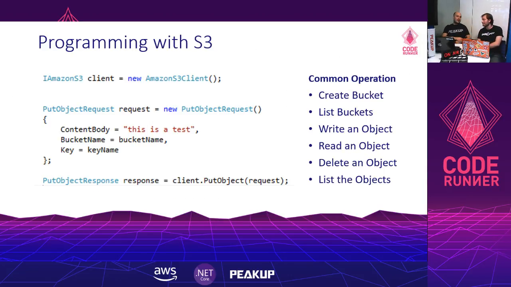let's jump into how to access this object storage, how to create a container for our object storage called a bucket, and then how to put data into this bucket, and then let's verify that we can access this data from the AWS console. Let's jump into our demo. In the presentation, you see the common operations that we can do using .NET code: create bucket, list buckets, write an object, read an object, delete it, or list the objects. In this demo, we will create a bucket and then write an object.